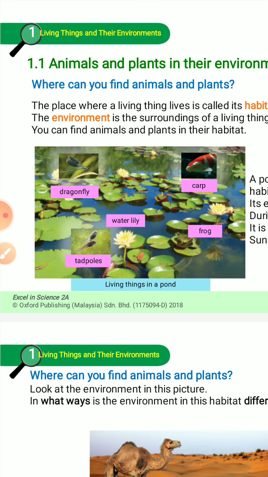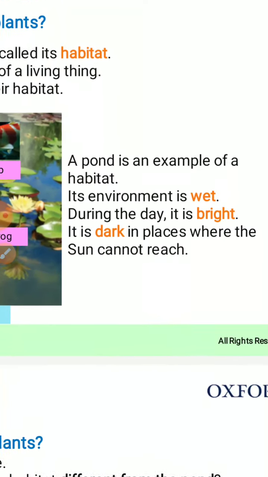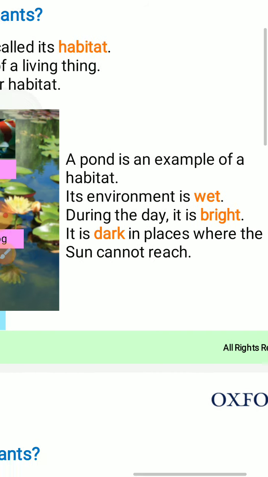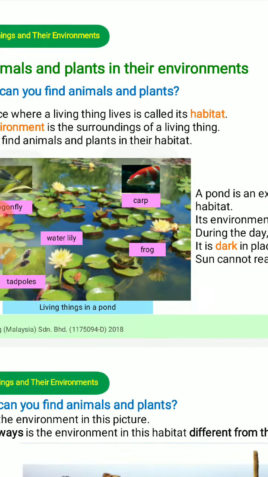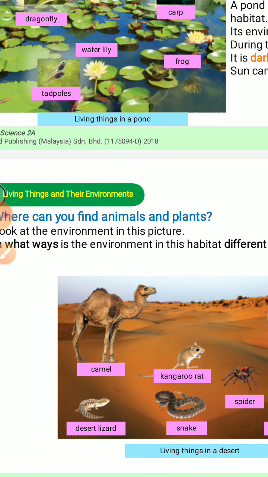In the next session, we'll talk about the plants and where they live. A pond is an example of a habitat. The environment is wet. During the day, it is bright. It is dark in the places where the sun cannot reach. So the frog is happy to live in the wet place because of its skin. So these habitats and environments can affect their characteristics.